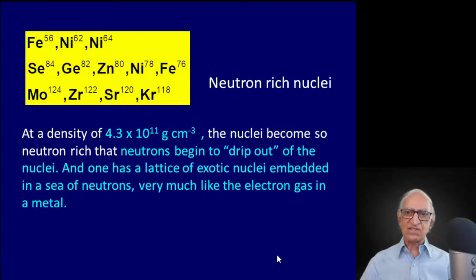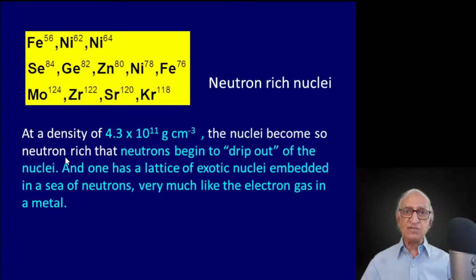Now, let us go further down and let the density increase beyond 4.3 times 10 to the power 11 grams per cubic centimeter. As the density increases, the nuclei become so neutron-rich. Why are the nuclei becoming neutron-rich? Because protons are getting converted to neutrons by combining with electrons from the top of the Fermi level.